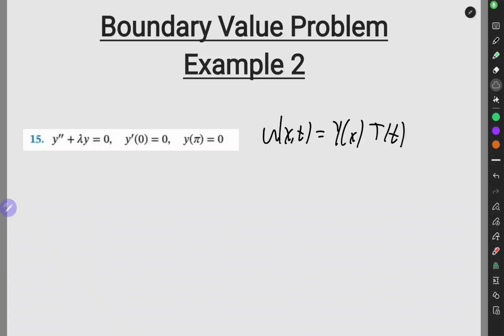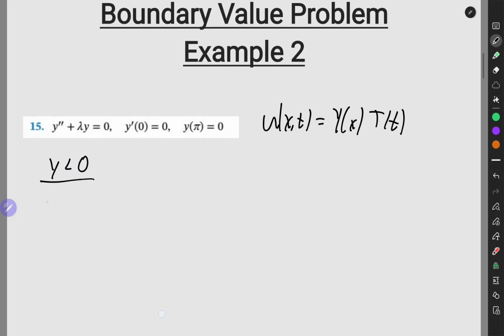So we're going to look at the second example of a boundary value problem. It's the same ODE as the last problem, just different boundary conditions. Remember, we're using y of x instead of x of x for this one. So start with case 1. Let's start with lambda less than 0.